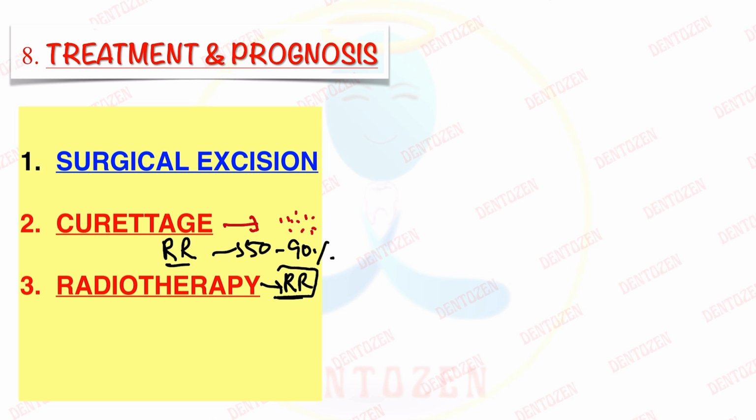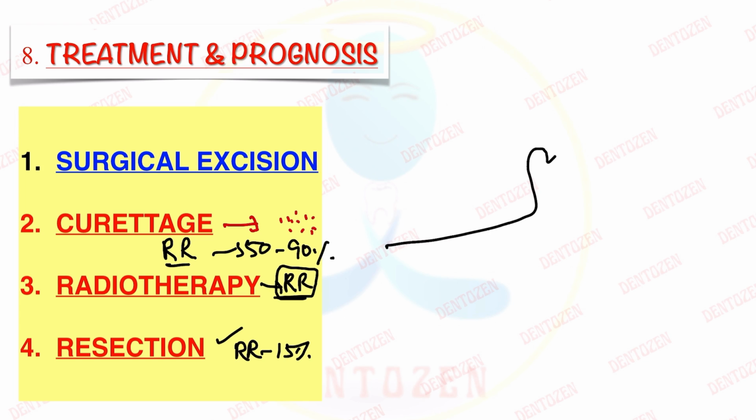This tumor is radio resistant and this therapy is not warranted. Then resection has been done, so it is the most widely used treatment, but with this also recurrence rate can be 15%. Now important thing about ameloblastoma is that when we are trying to remove this tumor, we have to keep in mind that this is infiltrative tumor.